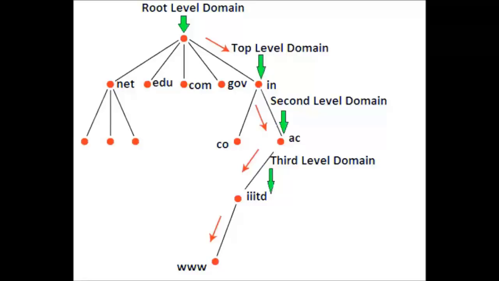Now, after ISPs, let us come to the internet naming hierarchy. Let us say we enter www.iitd.ac.in. Its naming includes various domains, which go in the order from right to left, starting with the root level domain. After that, there is the top level domain, which in this case is .in. After that comes the second level domain, which is .ac. After that, the third level domain, which is iitd, and after that comes www, which completes the whole name.